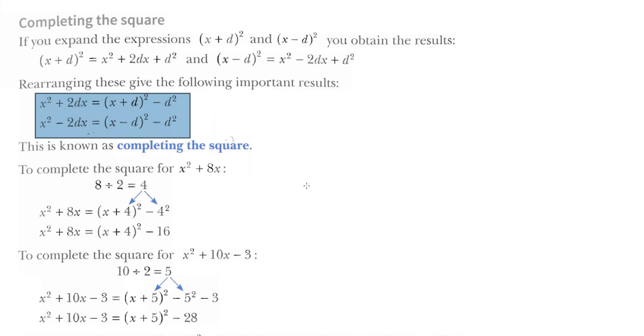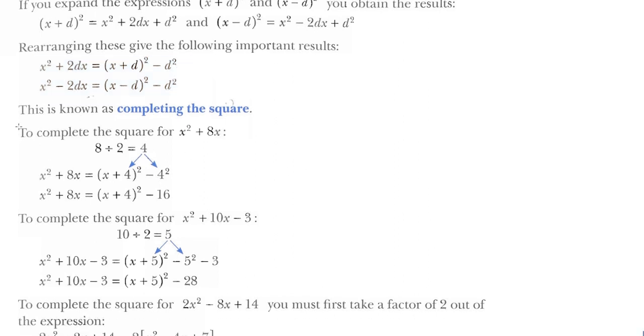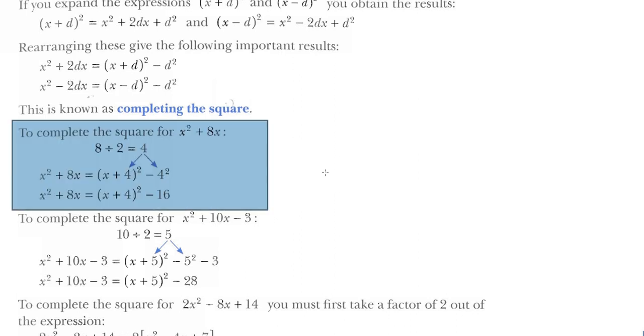How we can use this result? See the following example. To complete the square for x square plus 8x, first we have to divide the coefficient of x. The coefficient of x in this case is 8. So first we have to divide 8 by 2. We will get 4. And then we just write x plus 4 whole square minus 4 square. And minus 4 square is 16. So this is very easy.